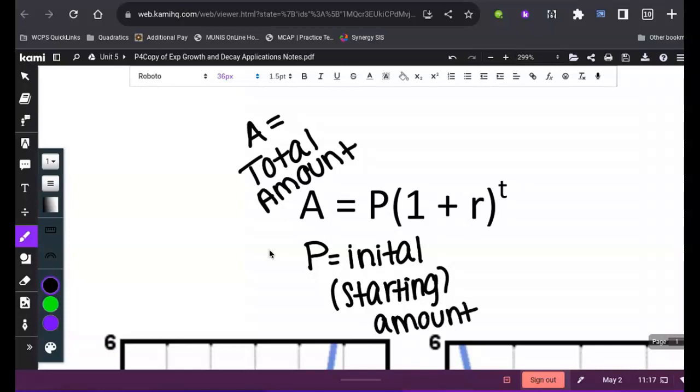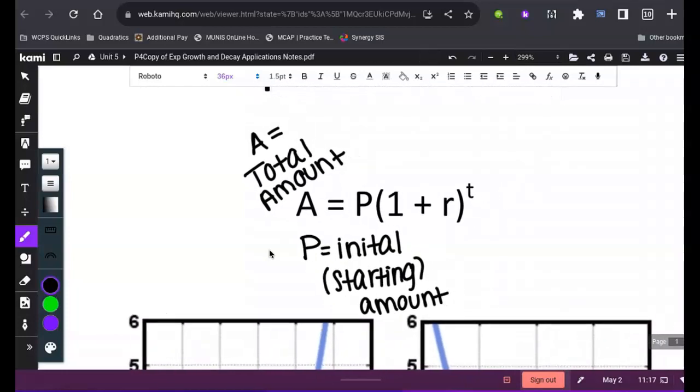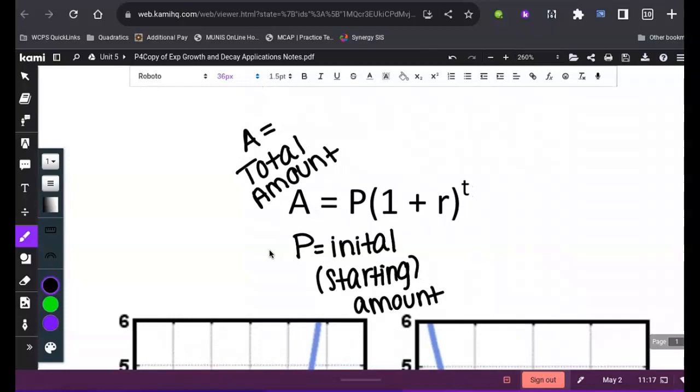So we're going to look at the different examples and we're going to identify the different parts. So the 1 is always there. It's always 1 plus for our exponential growth. And then R represents the rate. And that's a percent that we need to divide by 100. So we always want to make sure that we turn the percent into a decimal.